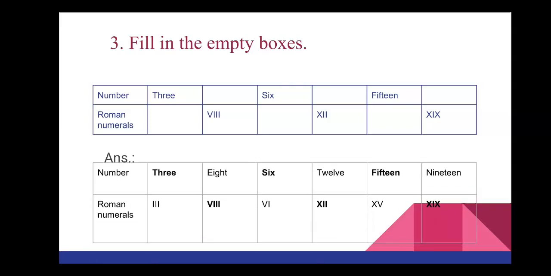The number given here is 3. Its Roman numeral is III. Roman numeral given is VIII. Number is 8. The number given is 6. The Roman numeral is VI. Roman numeral given is XII. Number is 12. Number given is 15. Roman numeral is XV. Last one, Roman numeral is given as XIX. The number is 19.